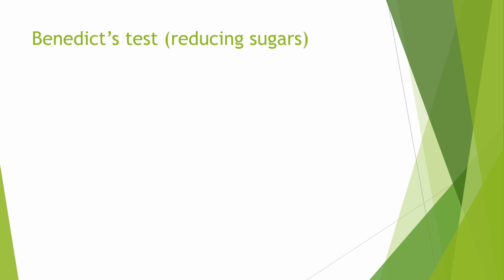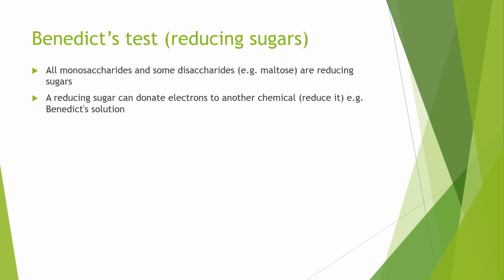Monosaccharides and some disaccharides, like maltose, are reducing sugars. This means they can donate electrons to another substance, essentially reducing it. This property is useful in lab tests, where reducing sugars can react with chemicals like the Benedict's solution. Benedict's test helps us detect the presence of these sugars by causing a color change.